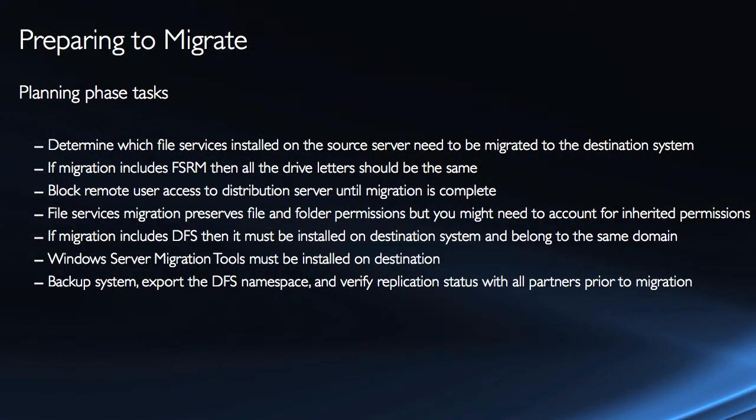Next one, block remote user access to the distribution server until the migration is complete. Basically, we don't want any users accessing files as they're being copied and migrated. That's the server that is getting the information copied to. File services migration will preserve the file and folder permissions, but it is possible that you need to account for inherited permissions. Now we can think about this, and in the planning phase, that's kind of where we're at. Just consider that on how you structure the files and folders on that destination system.